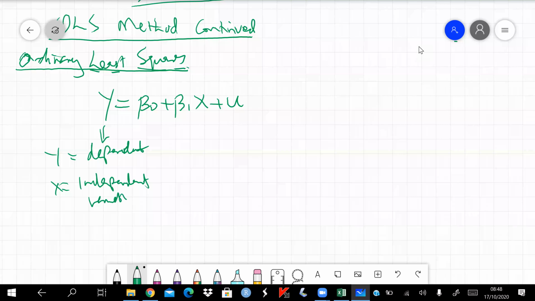Then we also have u here, which is the residual or the error term. This part of the model is the explained part, which gives the explained variation. And this other part is the part which is not explained by the model.